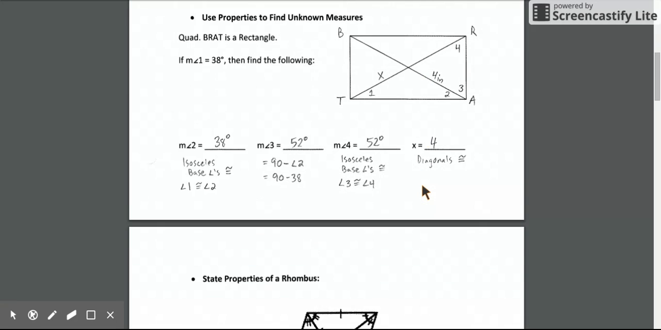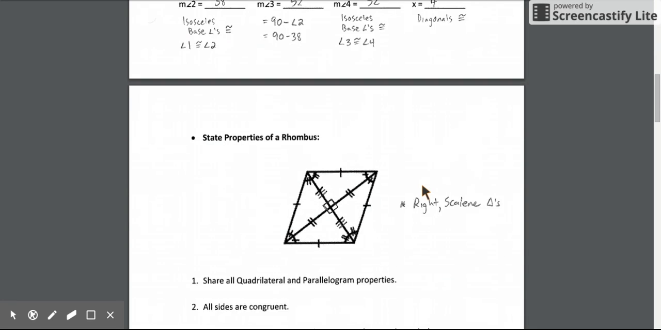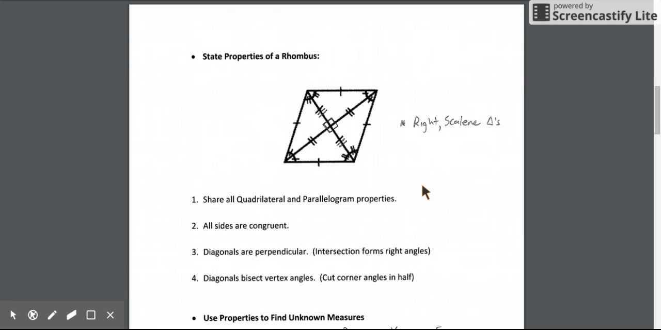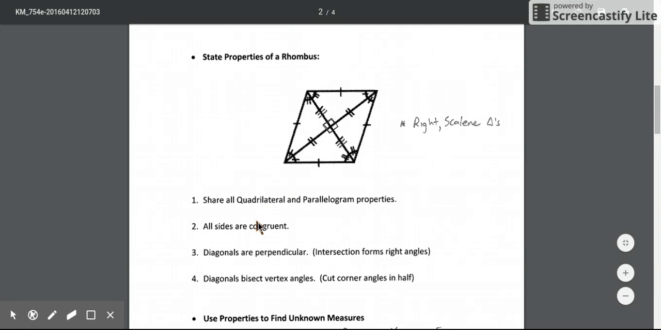So there's a rectangle. Let's talk about another special type of parallelogram. It's called a rhombus. And a rhombus is also a quadrilateral and a parallelogram, so it inherits all of those properties. But what makes it specifically a rhombus rather than, say, a rectangle is these three properties. All sides are the same or congruent. So all of the side lengths are all the same in a rhombus.